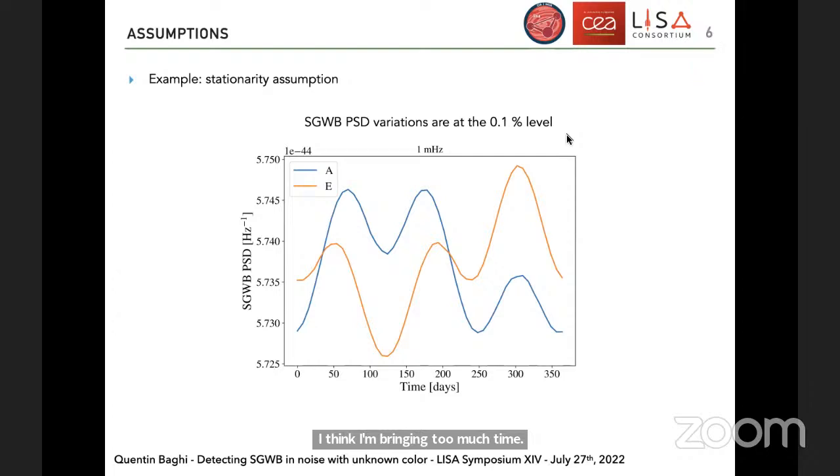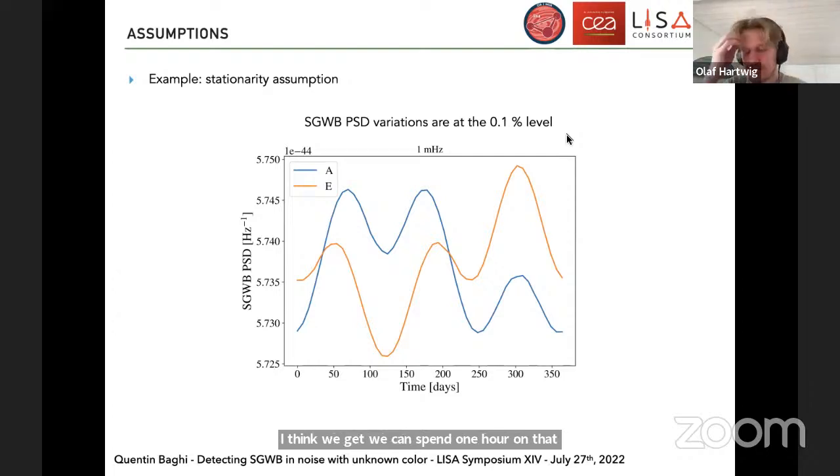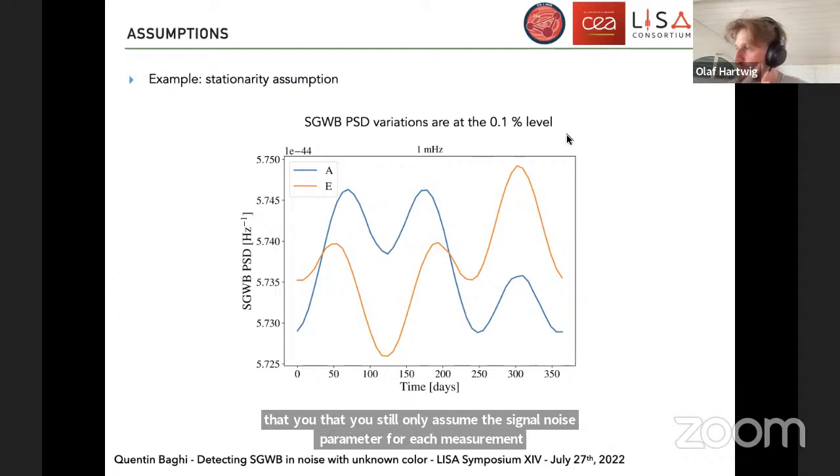Yes, hi. Thanks for the nice talk. I think you can probably guess the question, because we spoke about it a few times before. Did I understand correctly that you still only assume a single noise parameter for each measurement, so you don't distinguish between different noise sources?